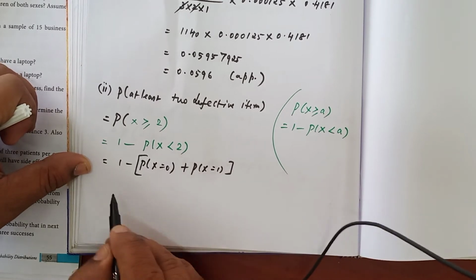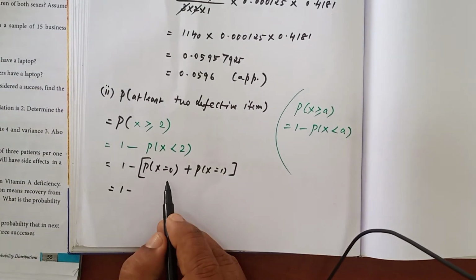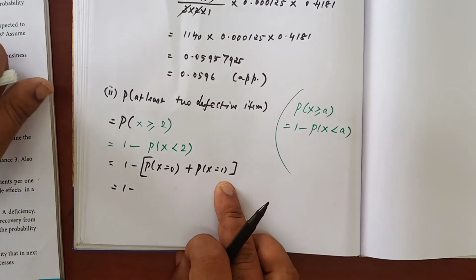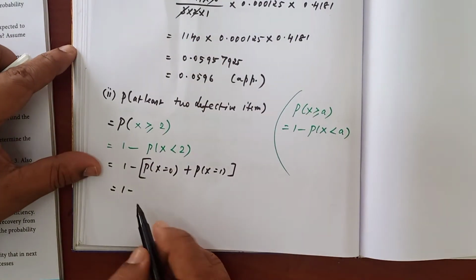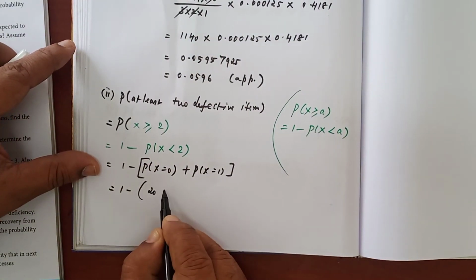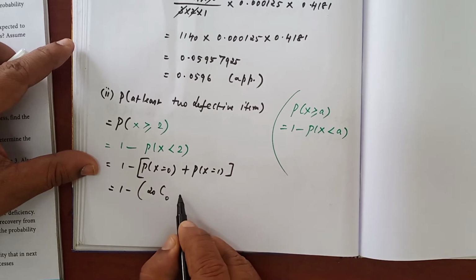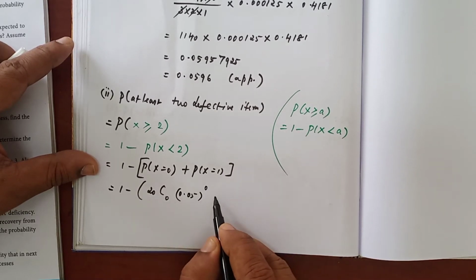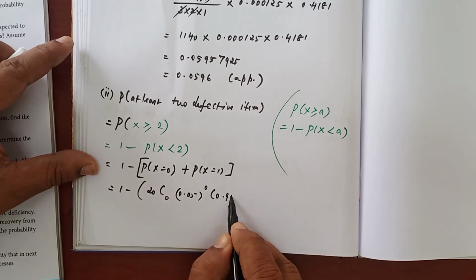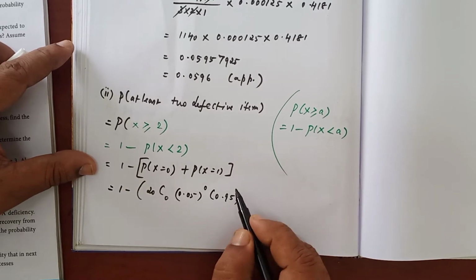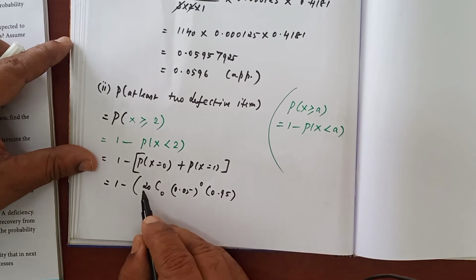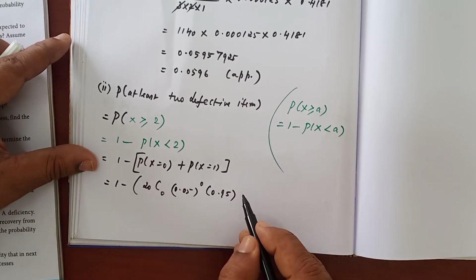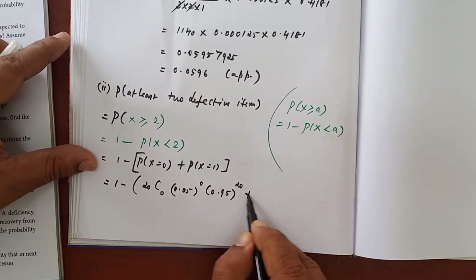Add these two. Equals 1 minus. We have x equal to 0 and x equal to 1. We know the formula nCx. n that is 20, Cx, p value 0.05 power x value 0, then q value 0.95 power n minus x. n minus x is 20 minus, n value 20, x value 0. 20 minus 0 is 20, plus.